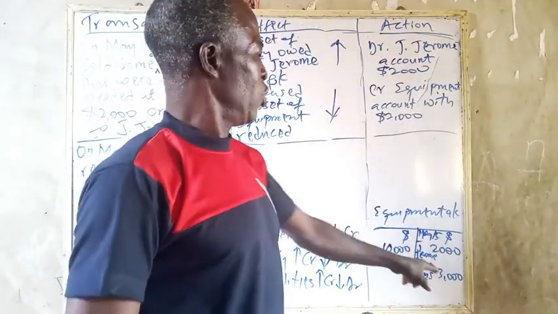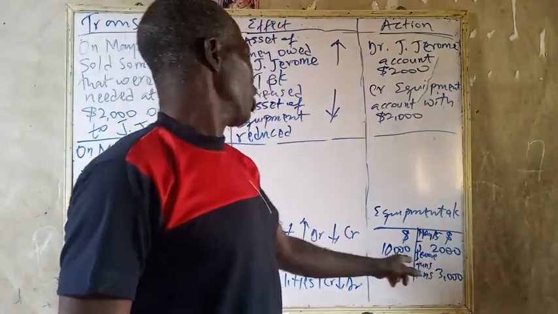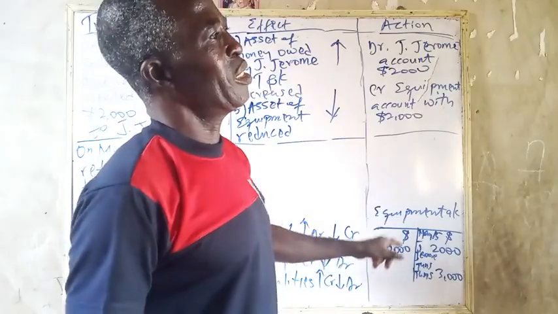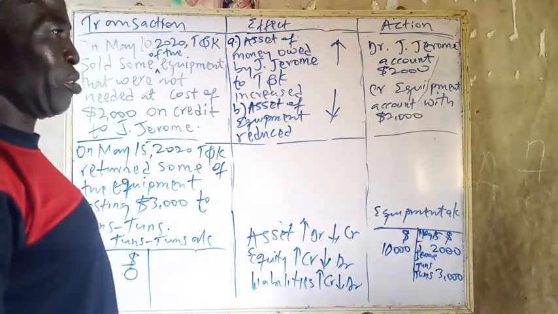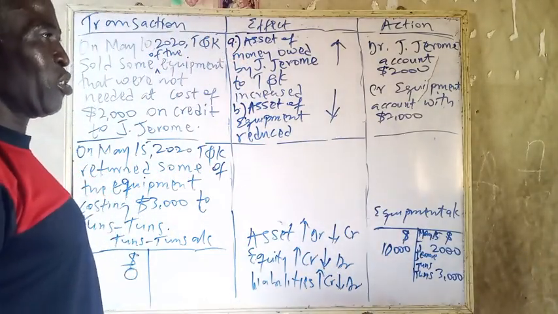When an asset decreases, what do you do? You credit. Now what remains? 13,000 remains.